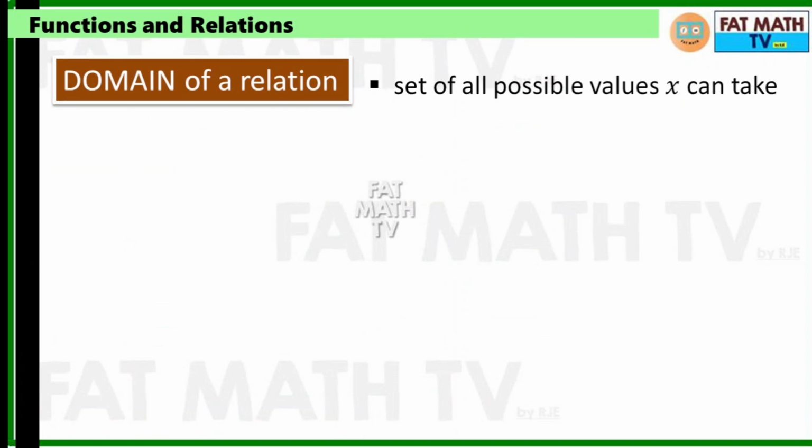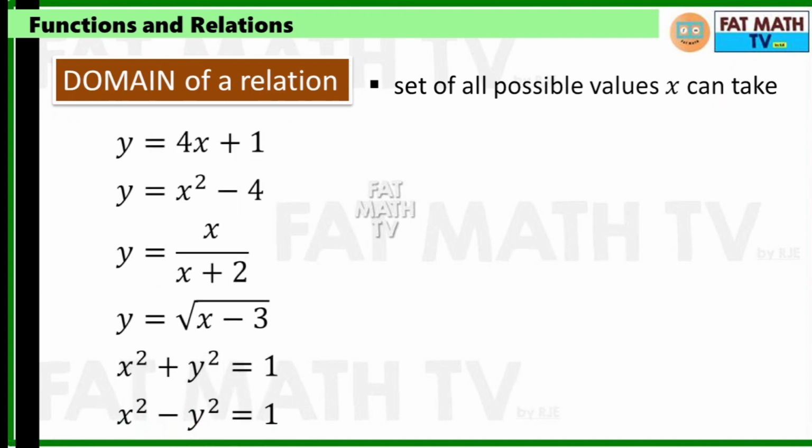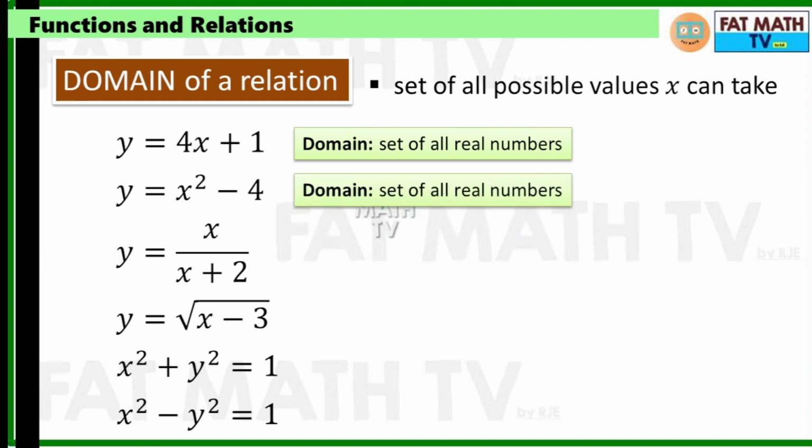So here again, the domain of a relation is the set of all possible values that x can take. So if we identify the domain of these functions, what is the domain of y equals 4x plus 1? This is a linear function. You already learned linear function. A linear function's domain is the set of all real numbers because you can have any real number, no restriction. Number 2 is a quadratic function, and the domain of the quadratic function is also the set of all real numbers, no restriction.